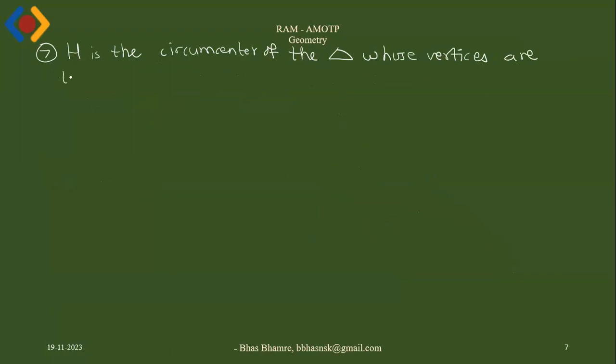Now, the seventh result: H is the circumcenter of the triangle whose vertices are the circumcenters of the triangles HBC, HCA, and HAB.